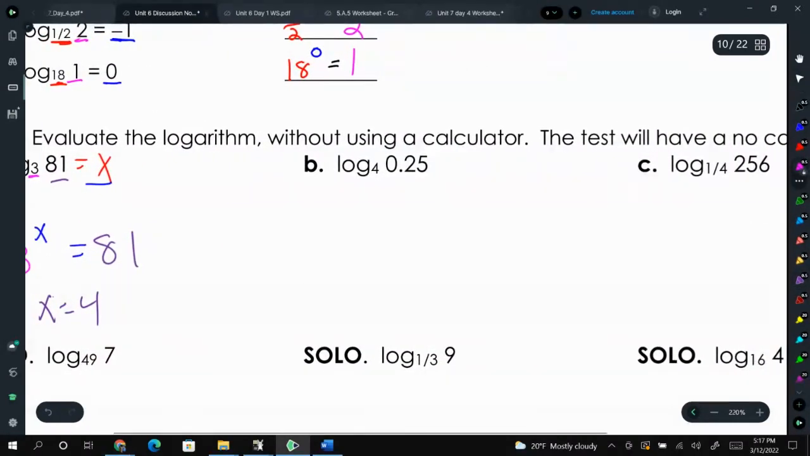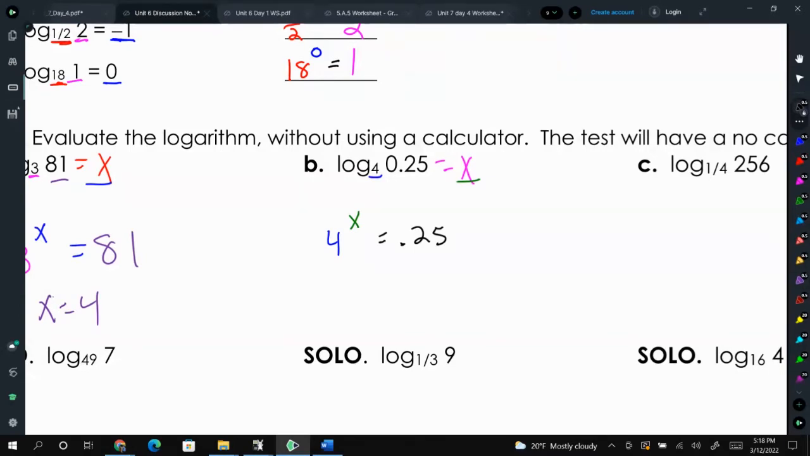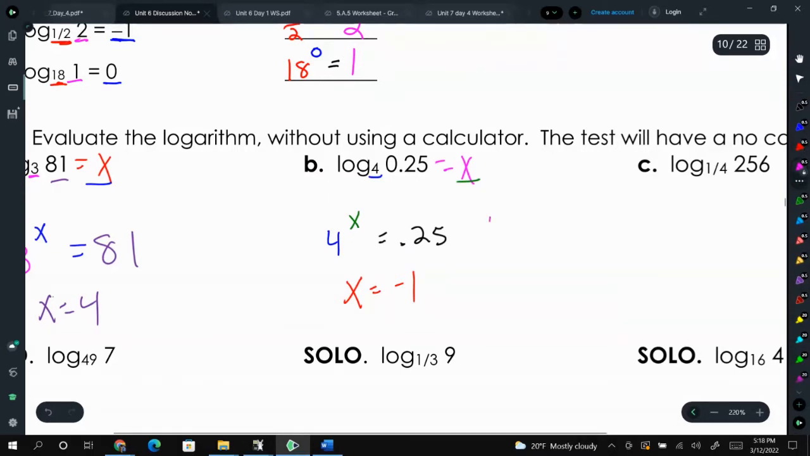Okay, now this one, set that equal to x. 4 to the x power equals 0.25. Well, what number, or 4 raised to what power would give you 0.25? Well, you probably know that 0.25 is 1/4. So x would have to equal -1, because remember, 4 to the -1 power is really 1/4.